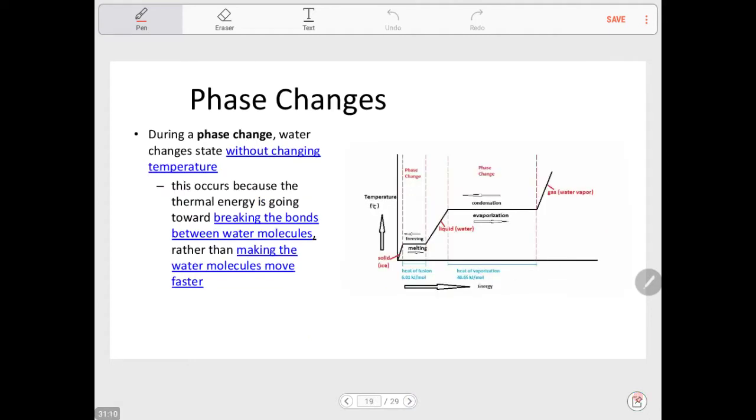Phase changes. Oh, this is what I'm talking about. During a phase change, water changes state without changing temperature. This occurs because thermal energy is going towards breaking the bonds between the water molecules, rather than making the water molecules move faster. So you see, if you look at this table, this is very important.